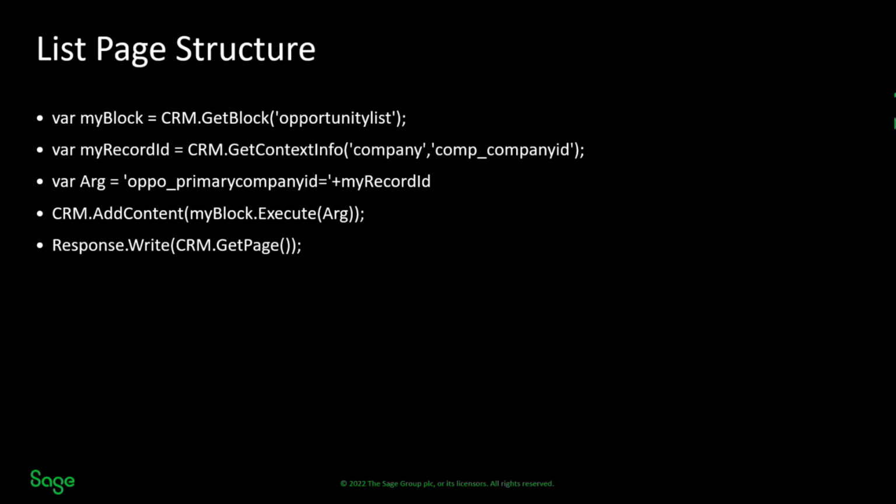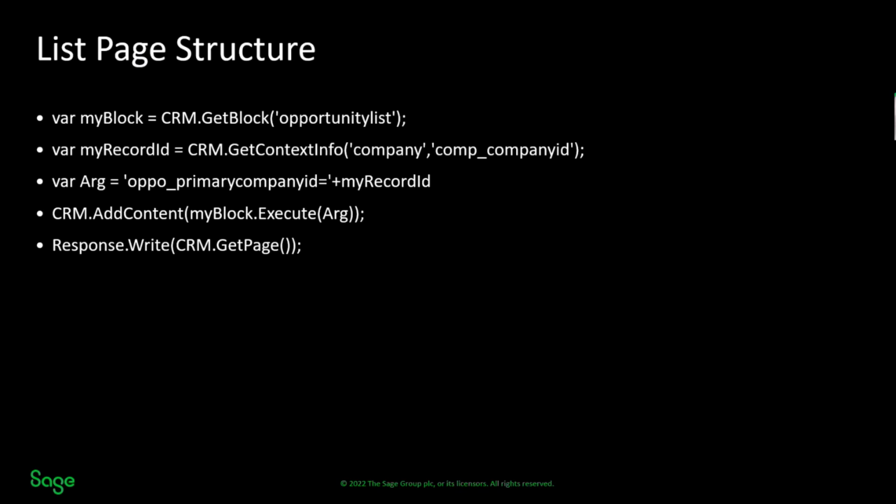I then can build an argument string that will limit the data to be returned. And so this argument string, this arg, is going to be equal to the foreign key value of oppo underscore primary company ID being equal to the current company in context.